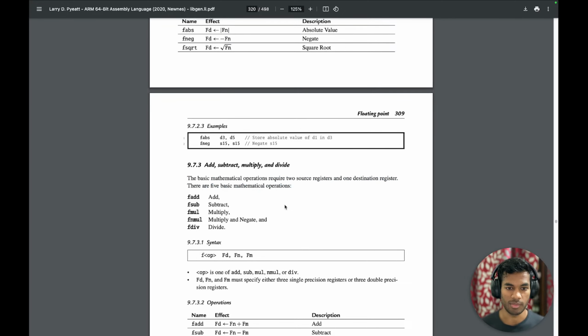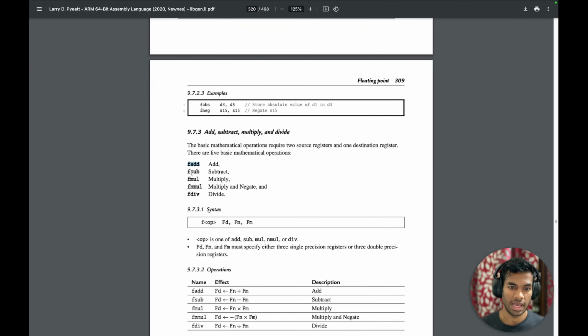There are five basic mathematical operations. Five. Add, subtract, multiply, multiply and negate, which finds the multiply and then negates, equivalent to multiplying when one of them is a negative number, and then divide. Okay. FADD, FSUB, FMUL, FNMUL, and FDIV. And here is the syntax.